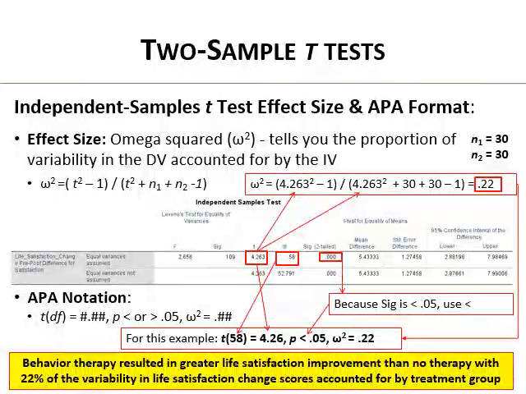So the take home for grandma, behavior therapy resulted in greater life satisfaction improvement than no therapy, with 22% of the variability in life satisfaction change scores accounted for by the treatment group, which group they were in. So I hope that makes sense.